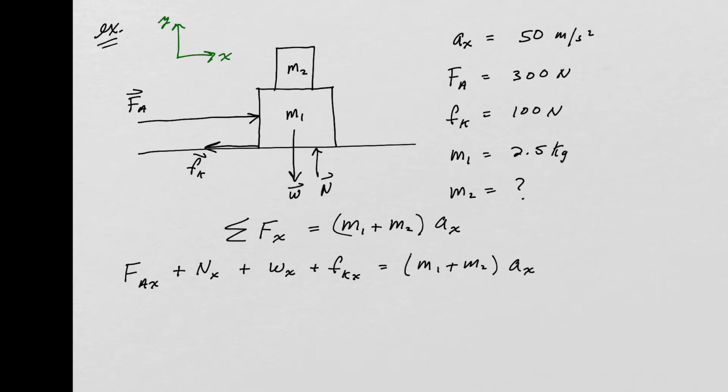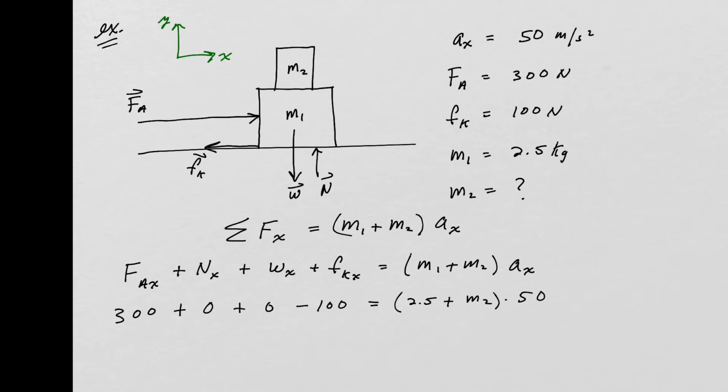Well, the x component of the applied force is 300, right? And it's positive, so this is just 300. The x component of normal force is 0, right? None of that vector is in the x direction. Same thing with the weight. And then for the kinetic frictional force, it's going to be negative 100. And that's got to equal, what else do we know? We know M1 is 2.5. I don't know M2, so I'll just leave it as M2. And we know ax is 50.